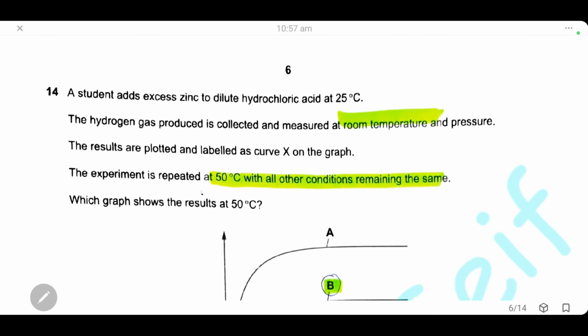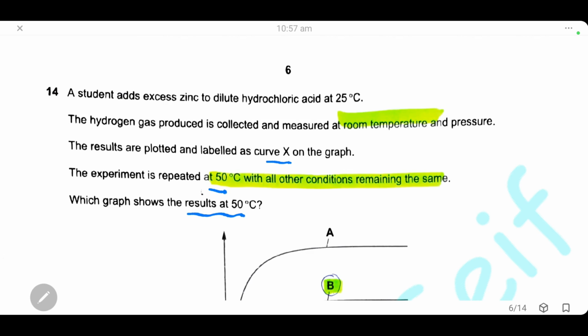Question 14. A student adds excess zinc to dilute hydrochloric acid at 25 degrees Celsius. The hydrogen gas produced is collected at room temperature and pressure, and we plot the result on curve X. Then we repeat the experiment at 50 degrees with all other conditions remaining the same. Which graph shows the result at 50?